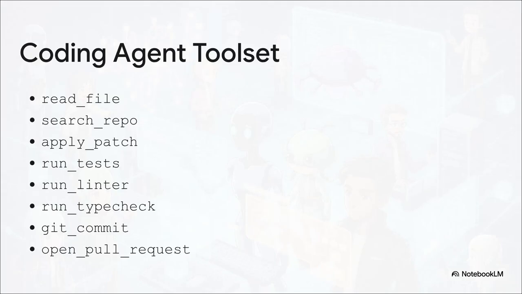And to make that verifier loop happen, the agent needs a toolbox. Here's what's usually in it. You can see how these tools map directly to the steps we just saw. You've got tools to understand the code, like read file and search repo, a tool to actually change the code, apply patch. Then you have the all-important verifier tools, run tests, run linter, and run type check. And finally, tools to wrap things up like committing the code and opening that PR.